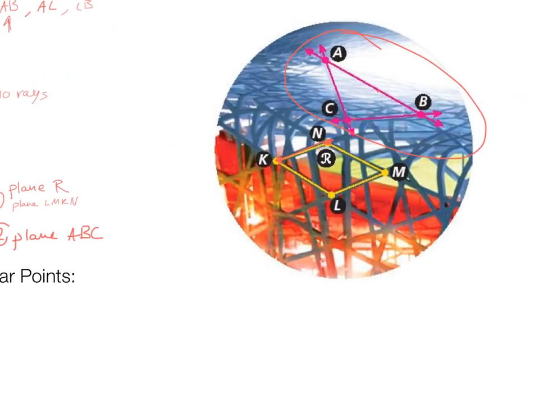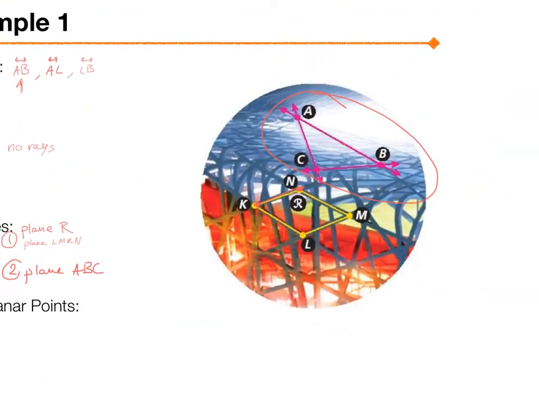So let's look at the first plane. Plane R. What are the coplanar points in plane R? All of them. All of them. So the coplanar points are K, N, M, and L.